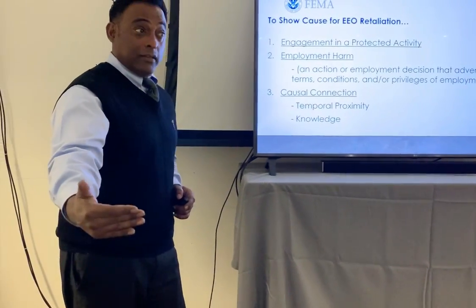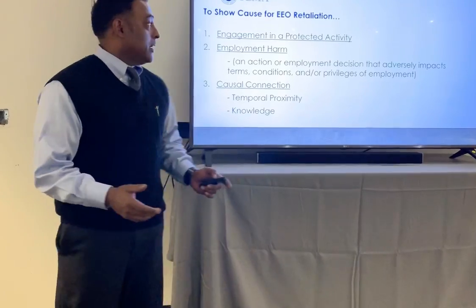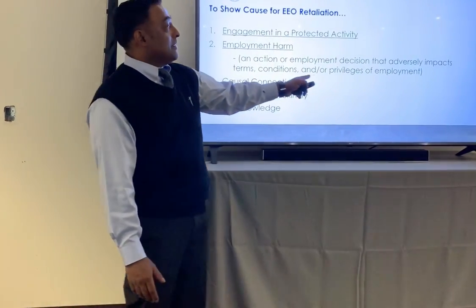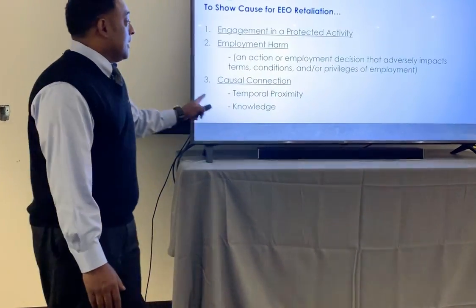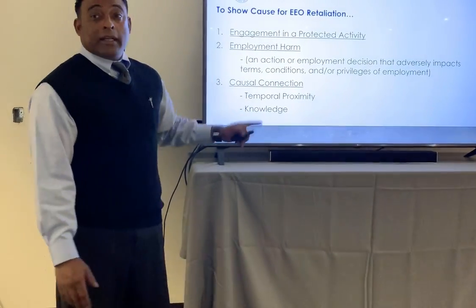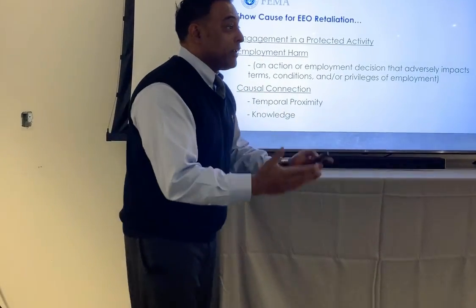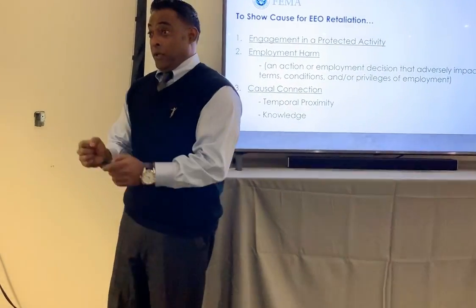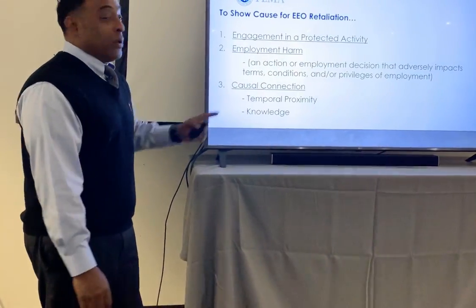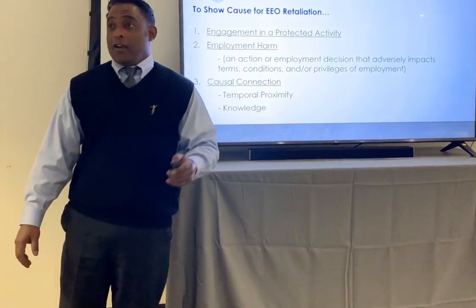So in order to show cause for EEO retaliation, we must show that an individual, an employee, has engaged in protected activity, that they were subjected to an employment harm, meaning any action or employment decision that adversely impacts terms, conditions, and privileges of employment. And lastly, a causal connection. That means that because of your engagement in a protected activity, you incurred an employment harm. And to help us make the causal connection, we look at temporal proximity and knowledge.